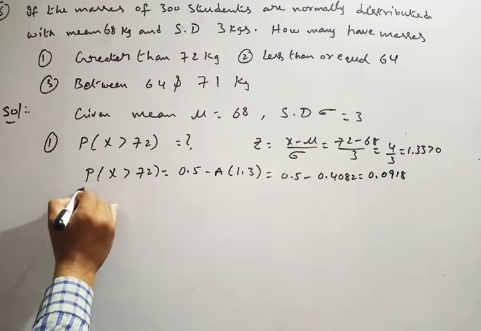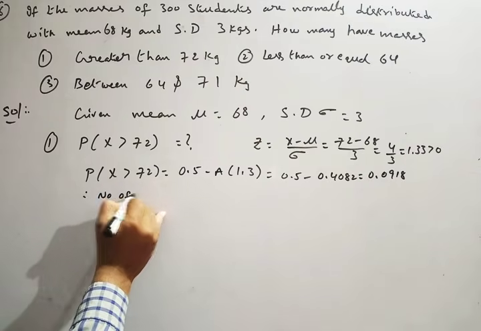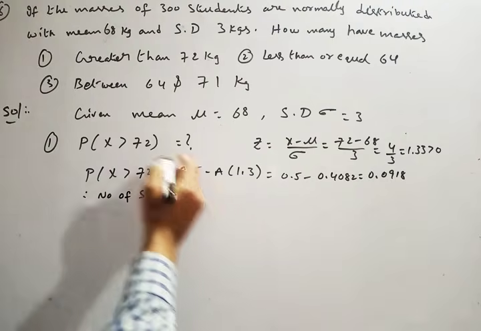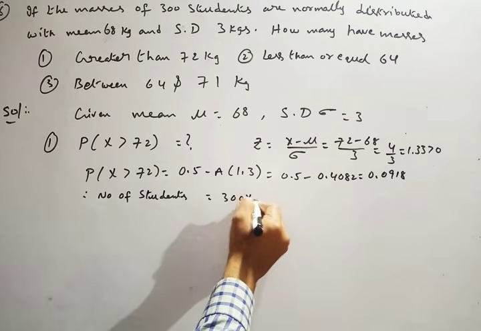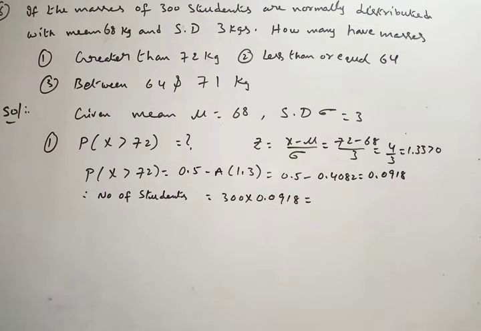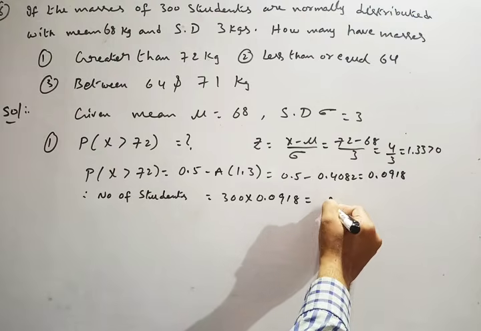0.0918. So therefore, you have to calculate the number of students who have more than 72. So 300 into 0.0918. So approximately we are getting 28 students.